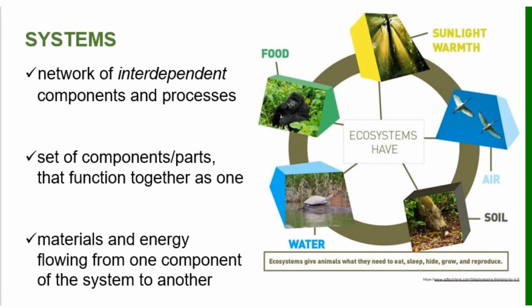But before we start, let's first have the definition of a system. Systems, including ecosystems, are a central idea in environmental science. A system is defined as a network of interdependent components and processes with materials and energies flowing from one component of a system into another. In addition, an ecosystem is a set of components or parts that function together as one.